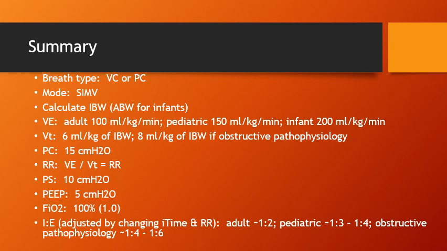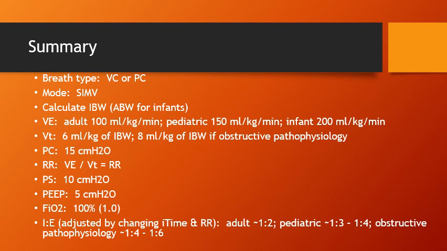Next, we need to calculate our tidal volume, which for most of our patients is going to be 6 milliliters per kilogram of ideal body weight to start out with. The exception to that is our obstructive pathophysiology patients, so asthma, COPD exacerbation, etc. For them, we're going to use a starting tidal volume of 8 milliliters per kilogram of ideal body weight.